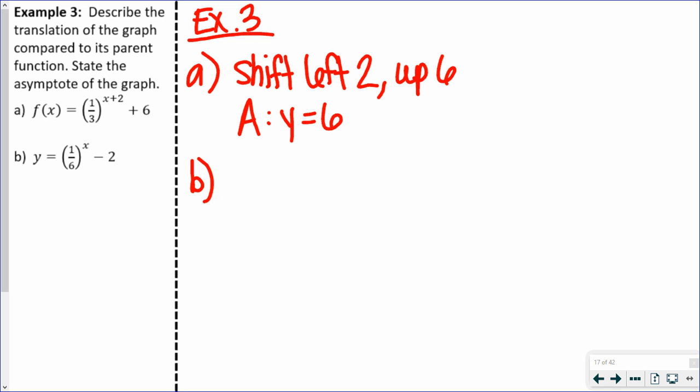And then for part B, there's no a value, so we're good there. There's no h value up with the exponent, so this one just shifts down. And then your asymptote should be, down 2 should be y equals -2 to keep the sign. Again, if you just write -2, you'll lose half a point for not having the y equals.